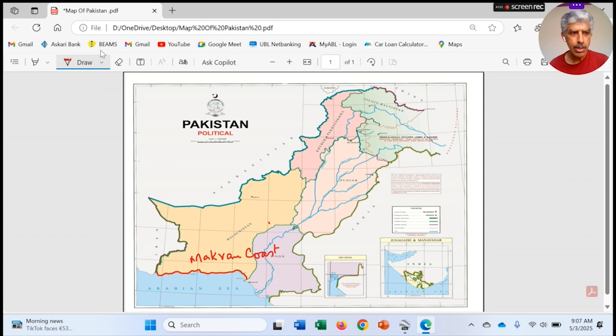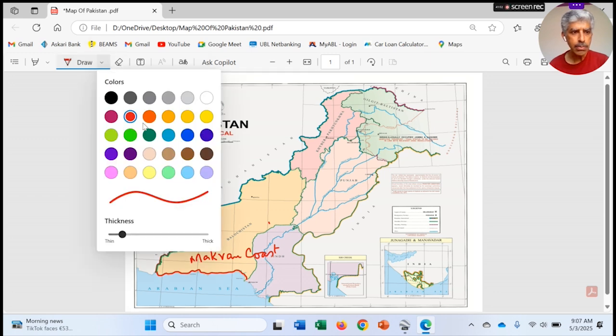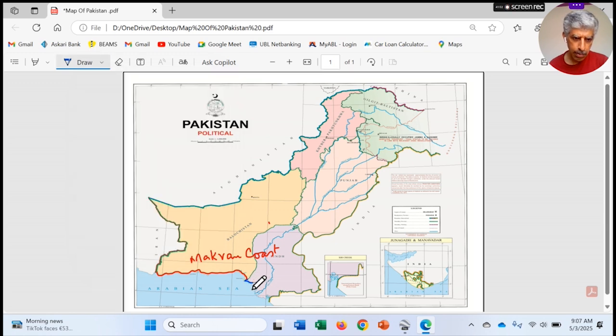And the other one, this one, right from Karachi to the Run of Kutch. This area is known as the Run of Kutch, and this is known as the Sindh coast.